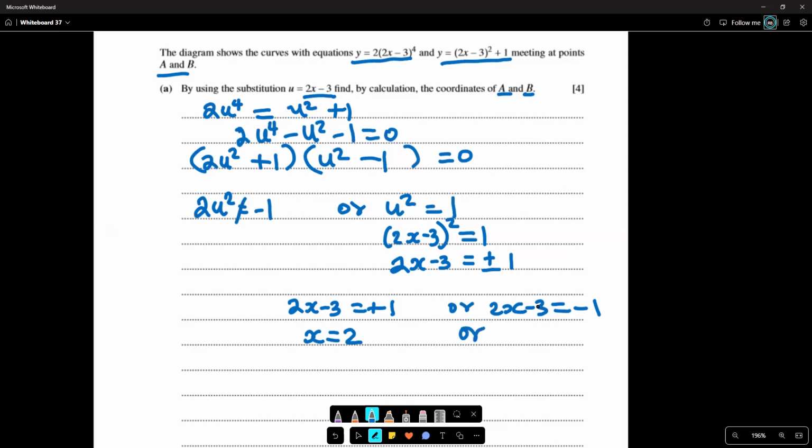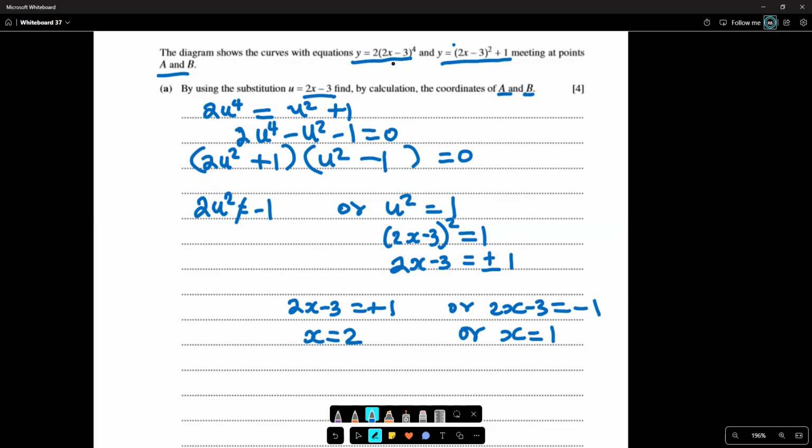Or here you're going to have minus 1 plus 3, which is 2, then divided by 2. So x equals 1. All right. And then now I'm going to substitute the 2 and the 1 into the easier one. So I'll use this one. You can even use that one on your calculator, it's fine. Okay, let's use this one.